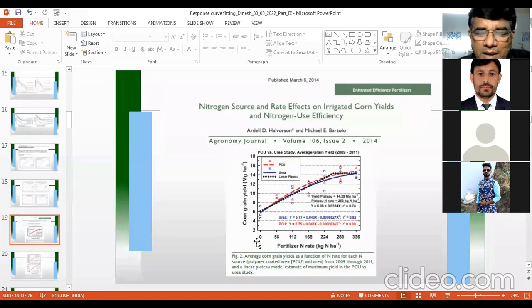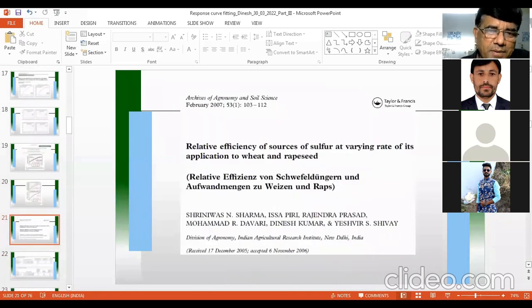So you can see on the x-axis simply the nitrogen rate, which is what I am teaching you. On the y-axis you have grain yield, and two different sources: PCU, which is polymer coated urea, and simple urea. They compare the two sources. Here the red one is for polymer coated urea and the blue one is for urea, and one is linear plateau. So you can see that this knowledge is also used here, and there are so many examples.